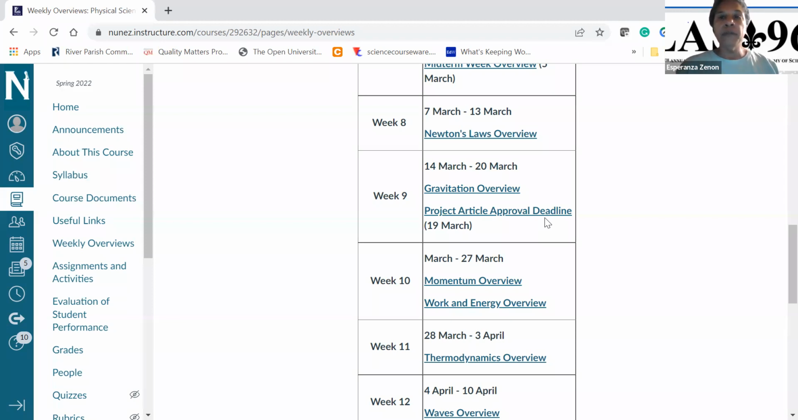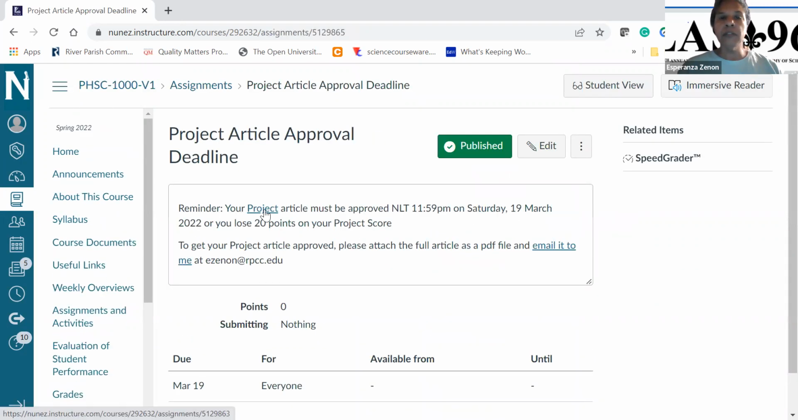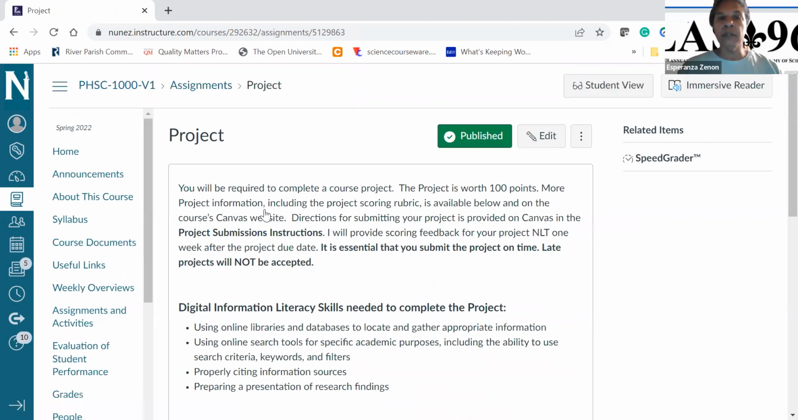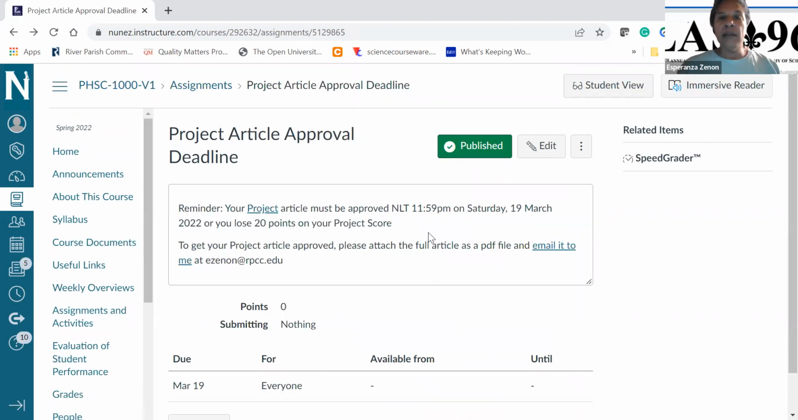And if you're looking for information on the project, for now, the easiest way to get to it is just to click on the weekly overviews and look under this link that says project article approval. If you click there, there's a link to the project, okay? And that project article approval deadline has the instructions on how you get your article approved.